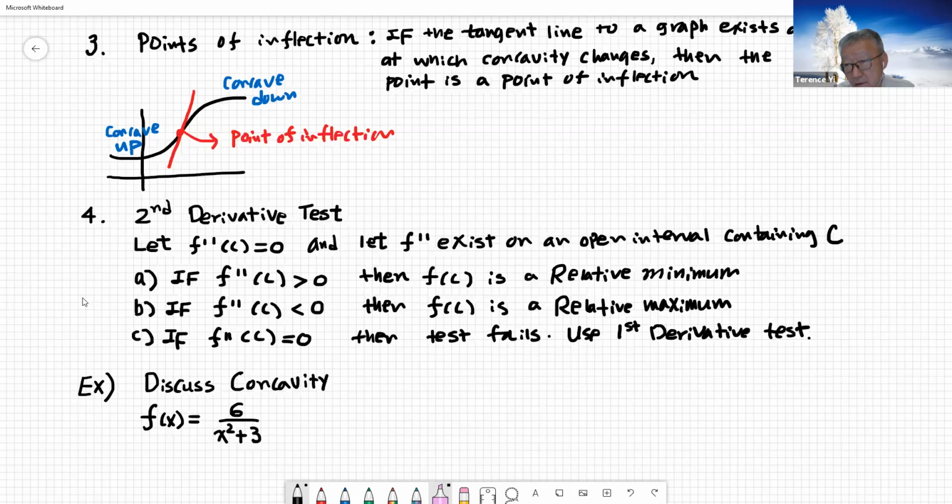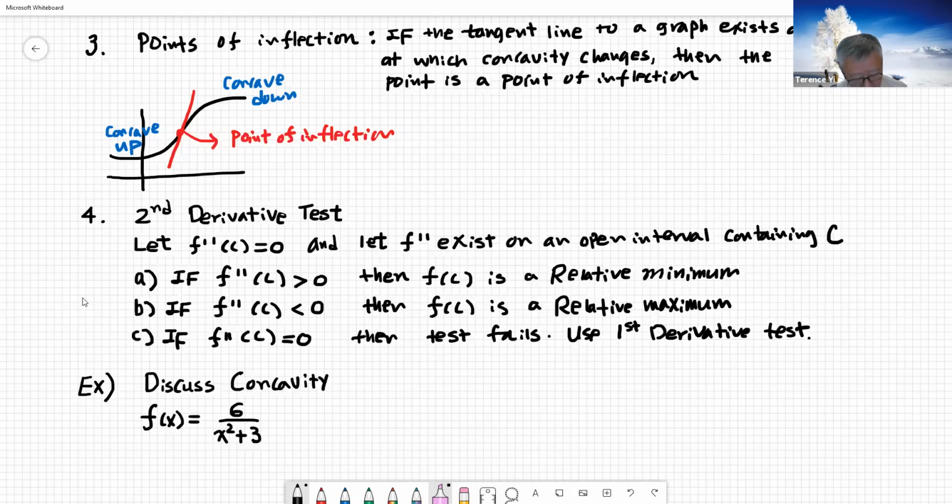So now the way we are going to find the relative minimum and maximum is that we don't have to look at the arrows going up and down. We're just going to have to look at the f double prime of c. If it's greater than 0, then it's going to be a minimum. If it's less than 0, then it's going to be a maximum.